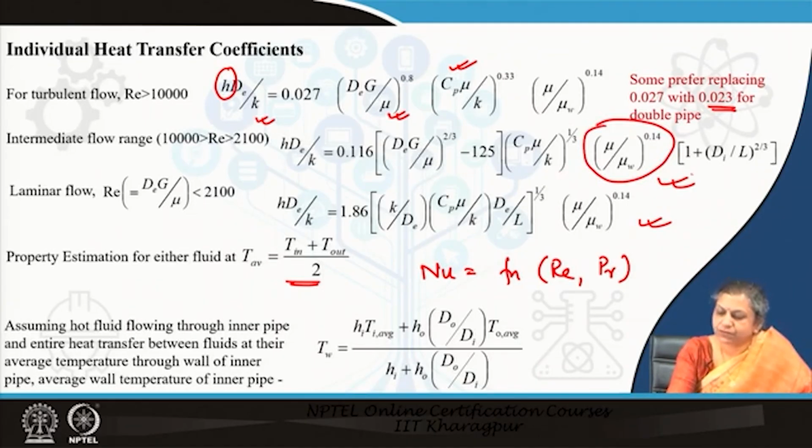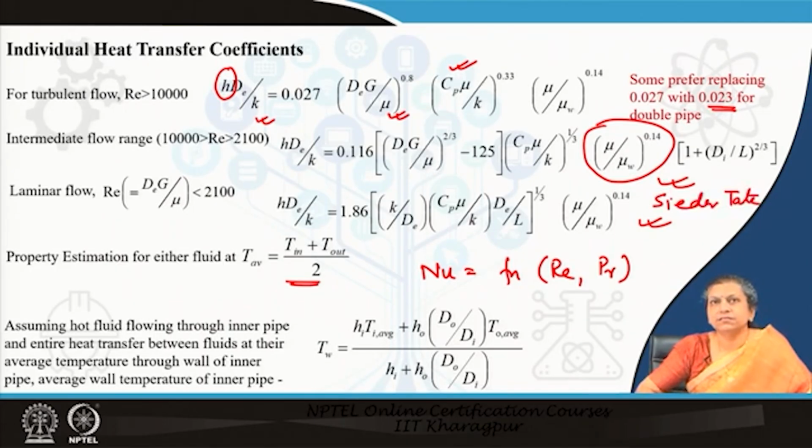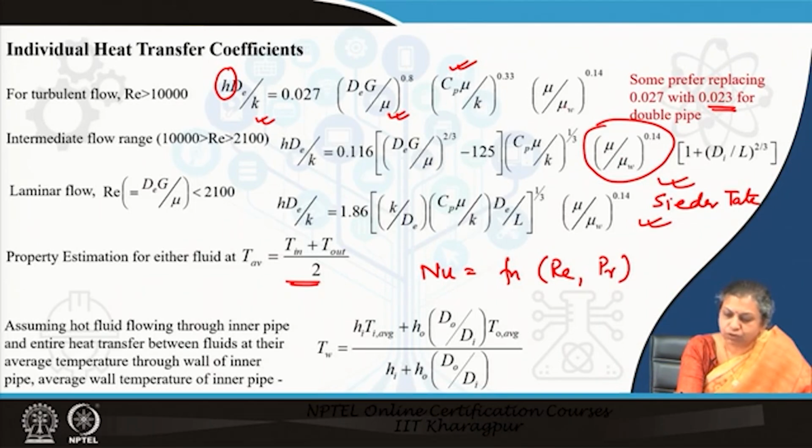This particular term was first proposed by Tate. So, therefore, this is known as the Tate correction factor, which gives you that whatever H you are going to get from this equation needs to be corrected by a factor of mu by mu w, where mu is the viscosity of the fluid under bulk conditions, which can be evaluated at T average, and mu w is the viscosity of the fluid under the average wall temperature. So, therefore, what you need to do for this, you need to find out the average wall temperature.